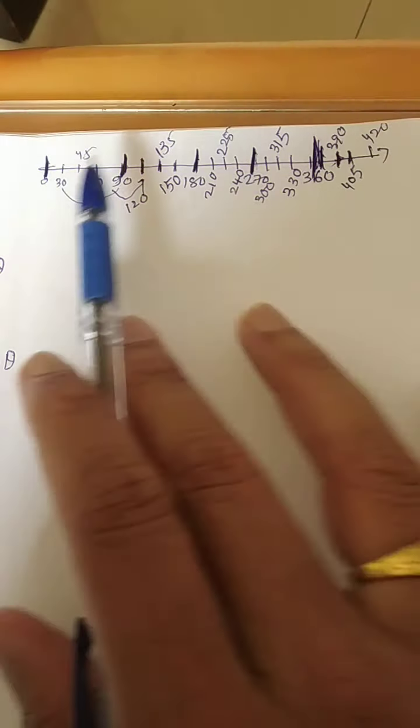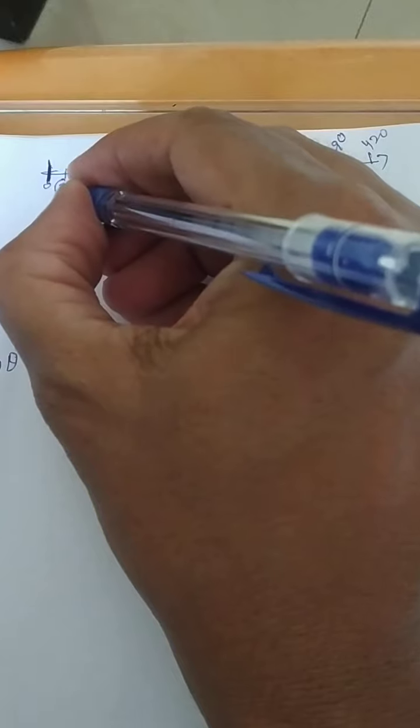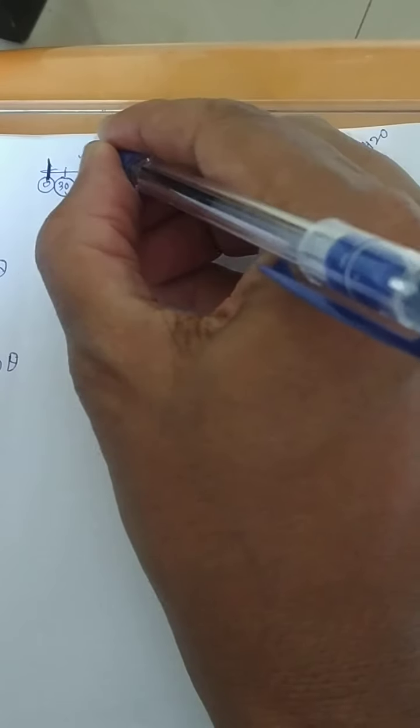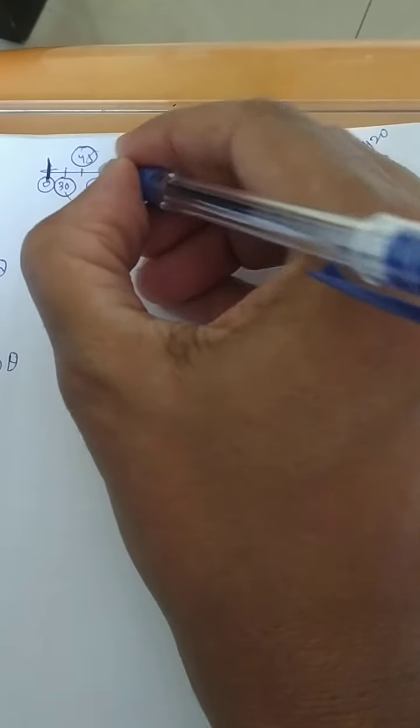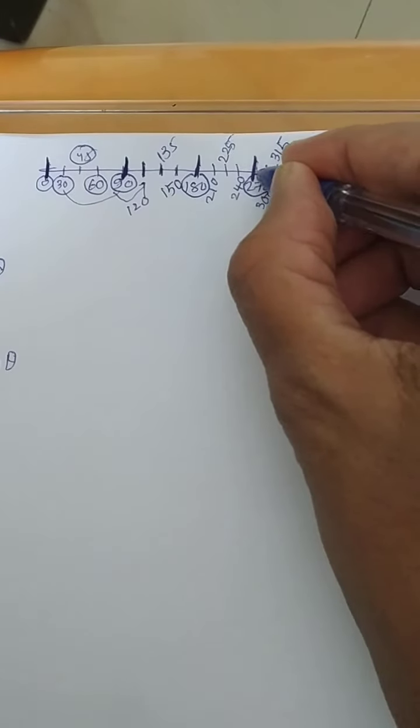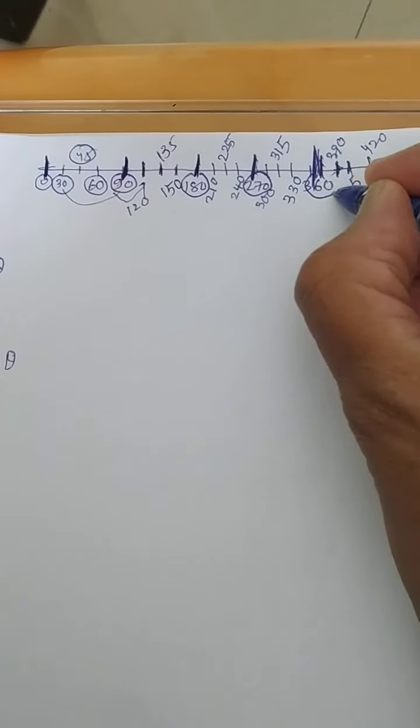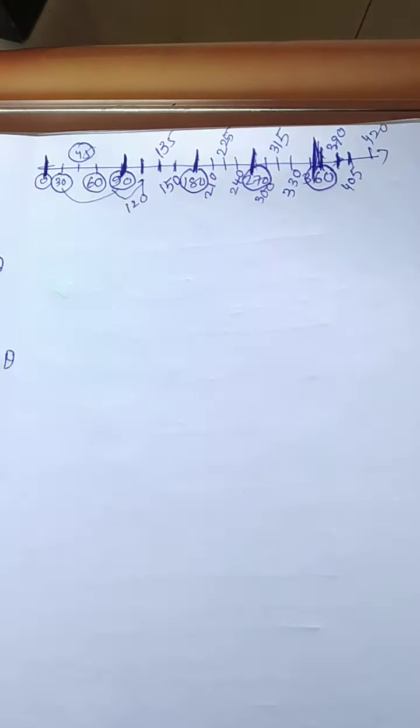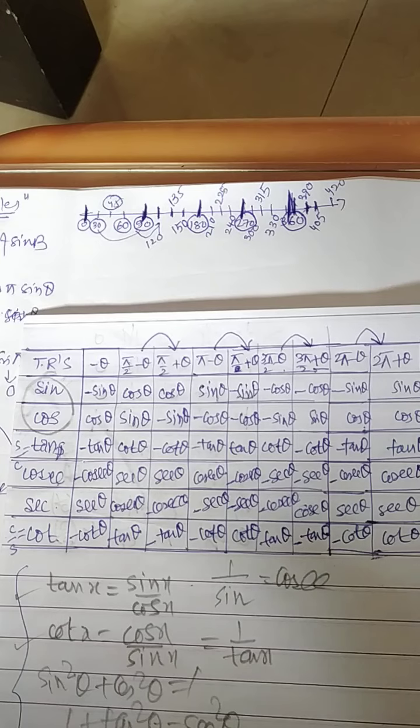Whatever you can see on your screen, the known things I am just going to circle. 0 is known to you, 30 is known to you, 45 is known to you, 60 is known to you, 90 is known to you. Then 180 is known to you. 270 is known to you. Then 360 is known to you. Now the rest of the angles you can obtain by using these formulas.